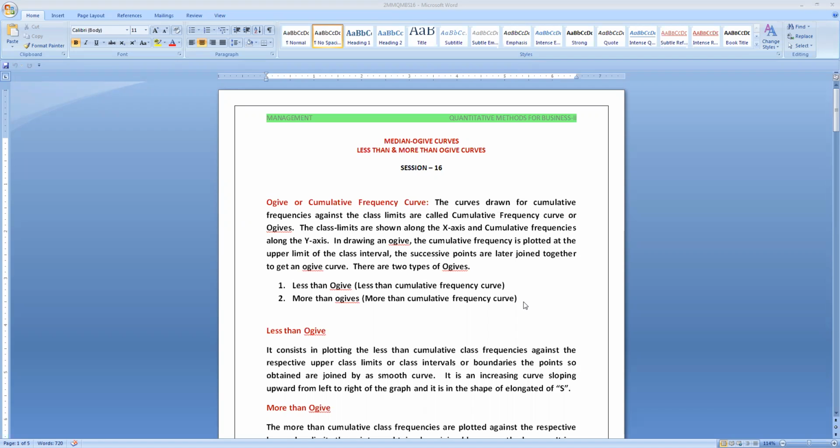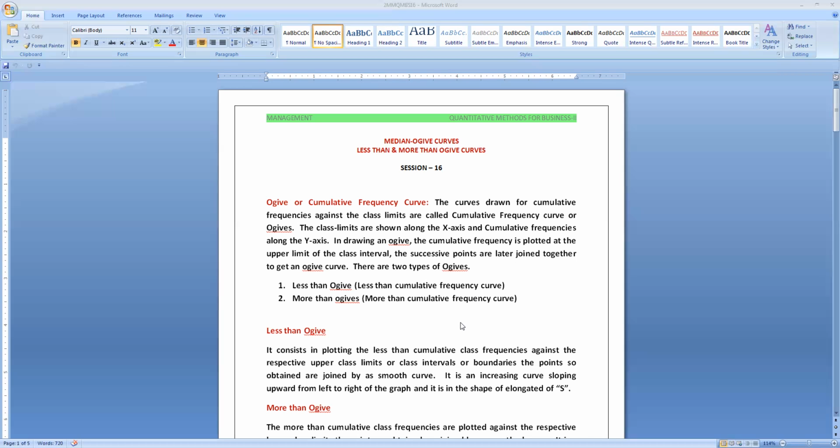Before going to know about less than and more than OG curves, let us know what we mean by OG. OG is nothing but the cumulative frequency curve, or we can call it an OG or CF curve. The curves drawn for the cumulative frequencies against the class limits are called cumulative frequency curves or OG curves. On the graph, the class limits or class intervals are shown along the x-axis and cumulative frequencies on the y-axis.